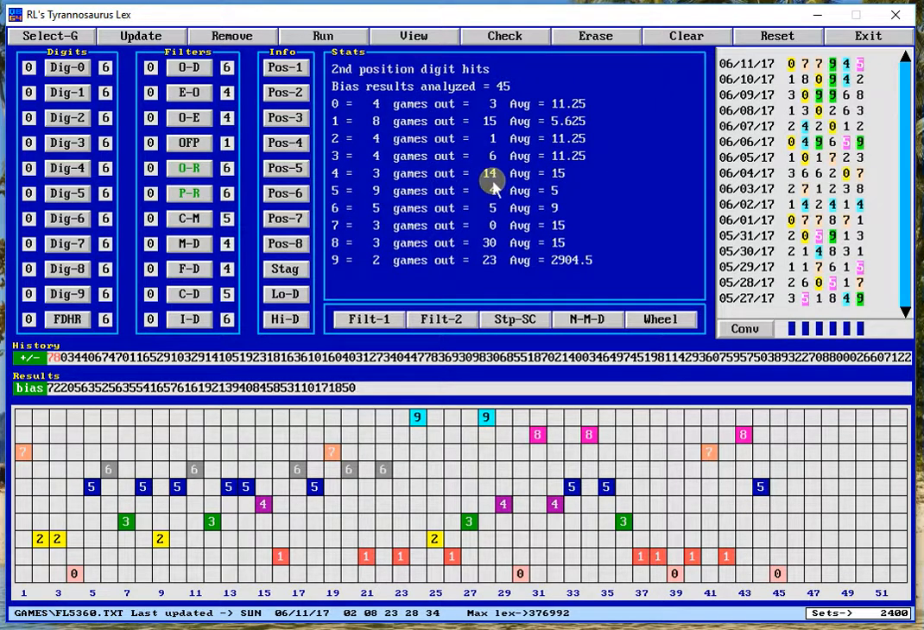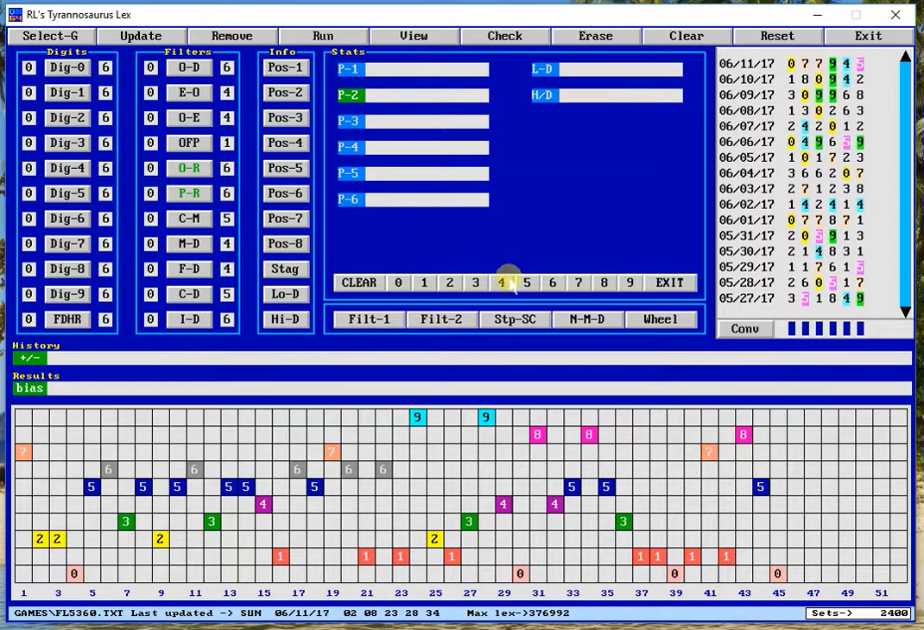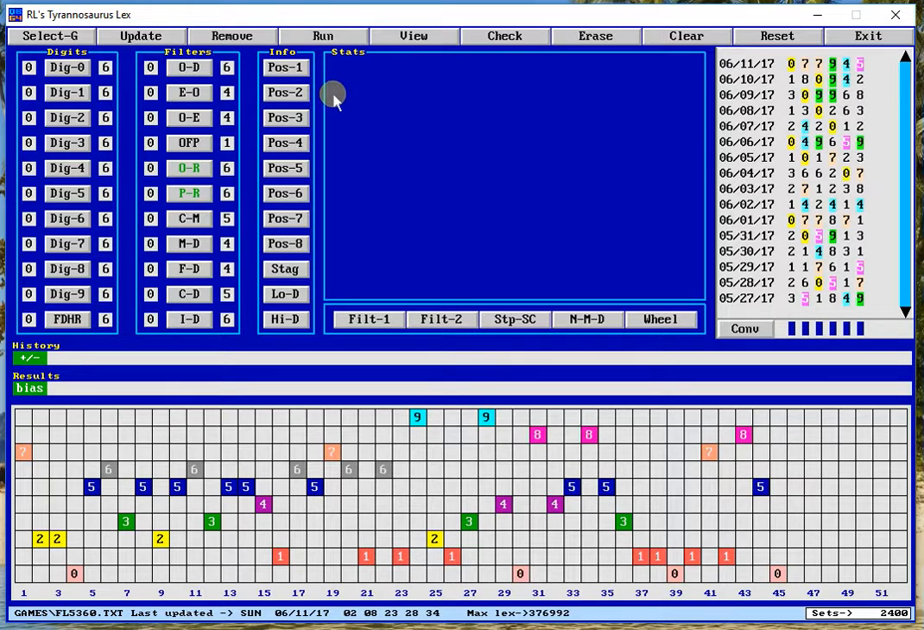The other one would be the 5. The first one would be a 1. The next one would be a 5. It's currently out 4 games and it averages 5. So for my next game in position 2, more than likely I would pick the 5 for whenever I go to wheel my numbers. So for position 2, I would put a 5 in there.